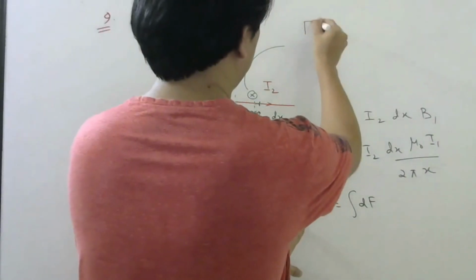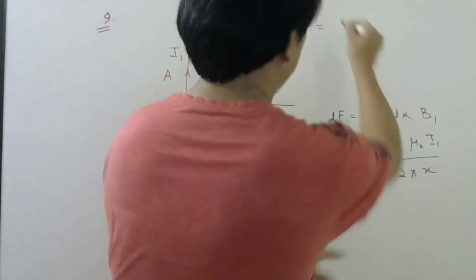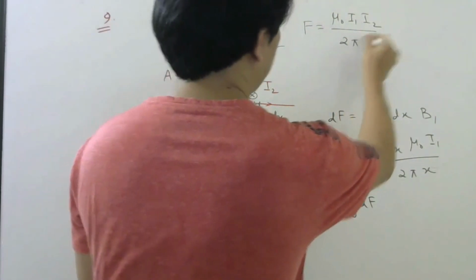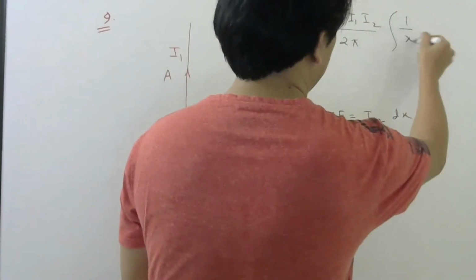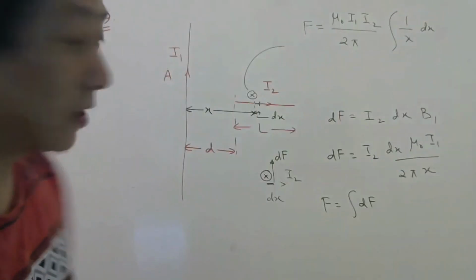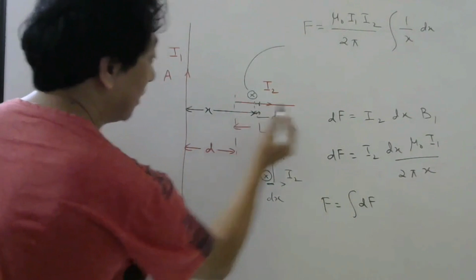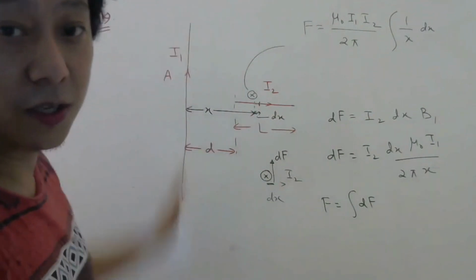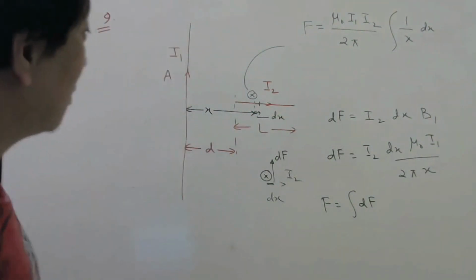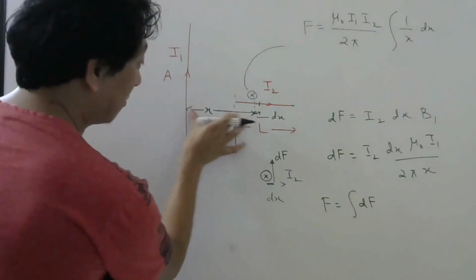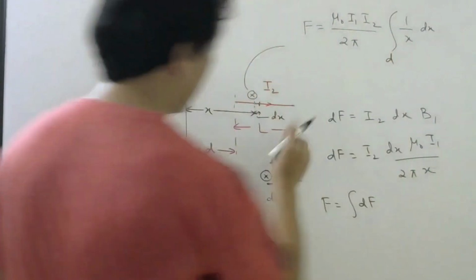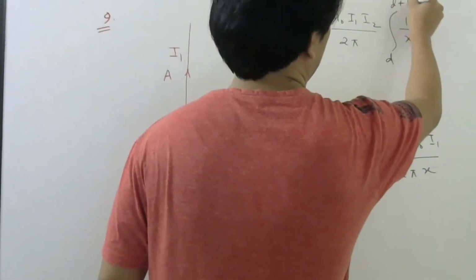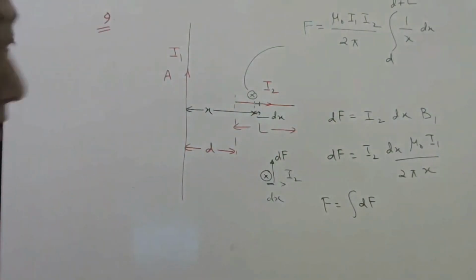Constants you take outside. What are the constants? Mu naught I1 I2 divided by 2 pi. What is left? 1 by x dx. Correct? Now I have to find the force on this part till I reach this part, because the question was to find the force on this wire due to this current wire. So when I am here, what will be my x variable? d. And when I reach here, what will be my x variable? d plus L. That is how I should find the limits of integration.